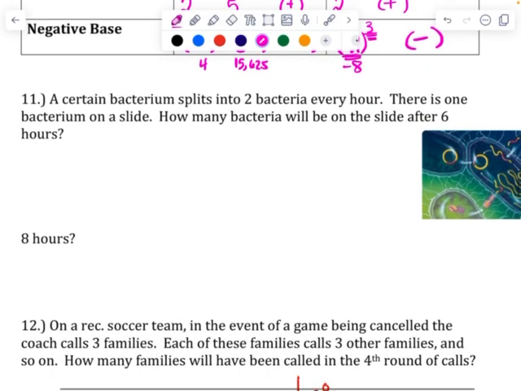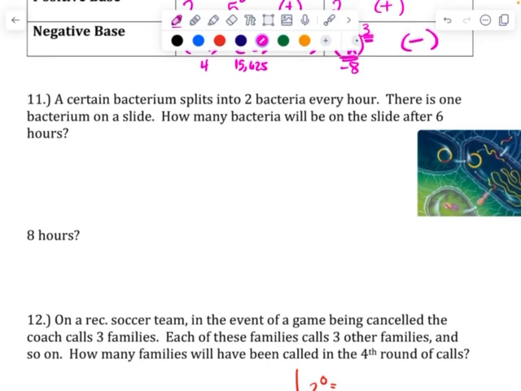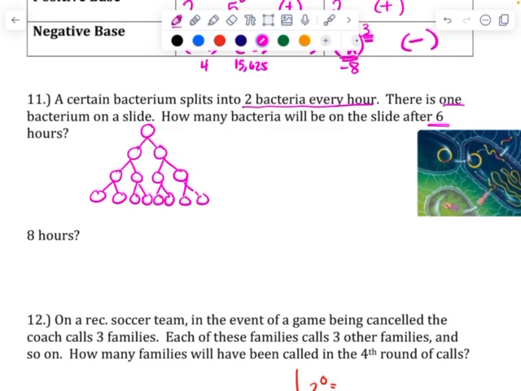All right, let's take a look at where we could apply this. A certain bacterium splits into 2 bacteria every hour. There's 1 bacterium on the slide. How many bacteria will be on the slide after 6 hours? So let's just draw this out a bit. Beginning bacterium, after 1 hour, it splits into 2. After 2 hours, will each of those split into 2? And now we have 4. The next hour, they're all splitting. Next thing you know, we have 8.